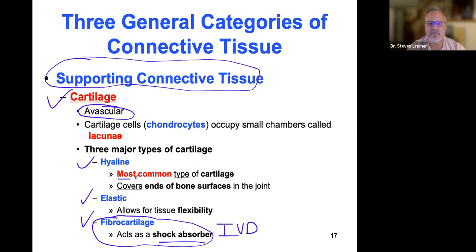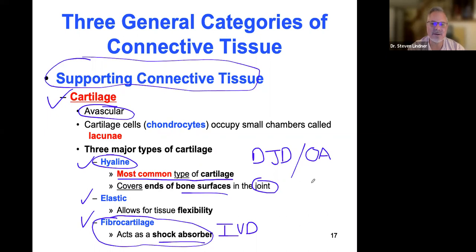Hyaline cartilage is what most of the cartilages that we find in our joints are. It covers the ends of the bone surfaces to form a movable joint. So between your finger joints, between your elbow, between your shoulder joint, between your ankle, between the hip, we're going to have hyaline cartilage. And this is the cartilage that can degenerate or break down. And when it degenerates, we call it degenerative joint disease, or osteoarthritis. That's the wear and tear type of arthritis. Very different than rheumatoid arthritis. Rheumatoid arthritis is a systemic disease. It can actually affect not just the joints, but other organs as well, systemically throughout the body.